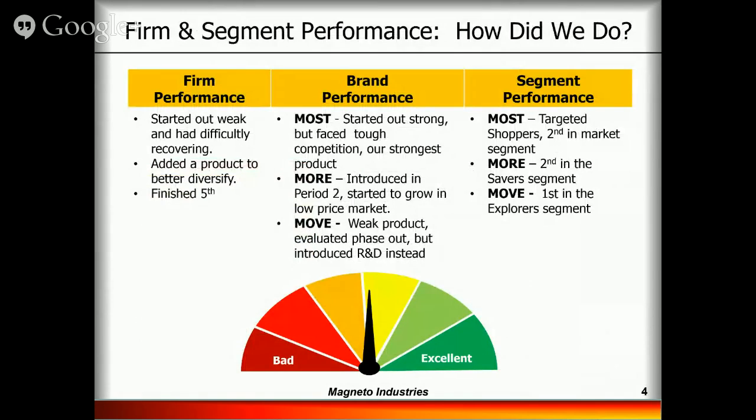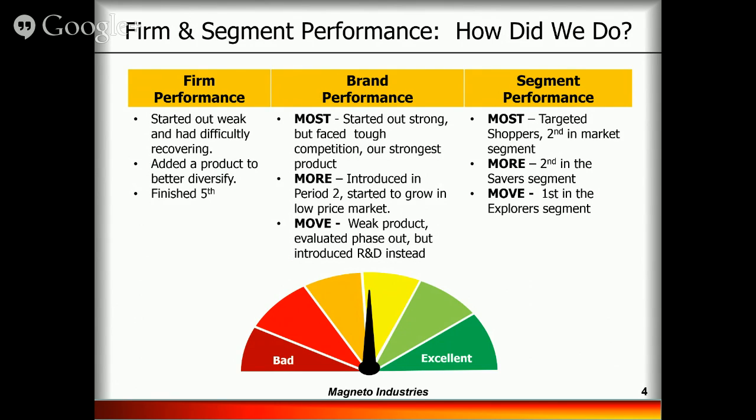Well, for firm performance, we started out a little weak, and some of the other competitors quickly latched on and gained those consumer segments, and so we had a little difficulty recovering. But as you can start to see by the 6th period, we're starting to come back around, but unfortunately the class is already over, so I'm not going to be able to show the performance that I'd like to demonstrate. We did add another product to better diversify so that we could go after 3 consumer segments instead of 2, and overall we finished 5th in the group of the six competitors in my group.